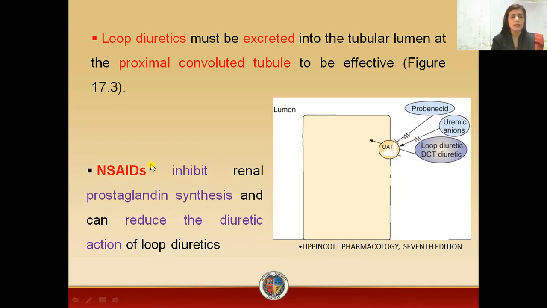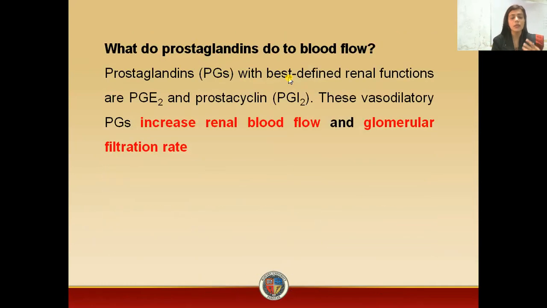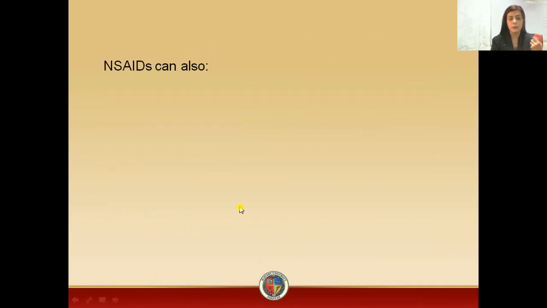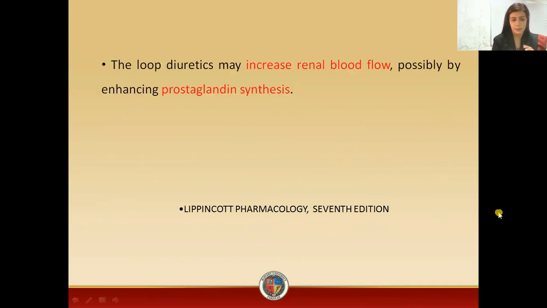Why? Because they will inhibit prostaglandin synthesis, and prostaglandins actually increase the renal blood flow and the glomerular filtration rate. But what NSAIDs will do in that case is reduce the sodium excretion, and they have the ability to enhance the anti-diuretic effect of vasopressin.